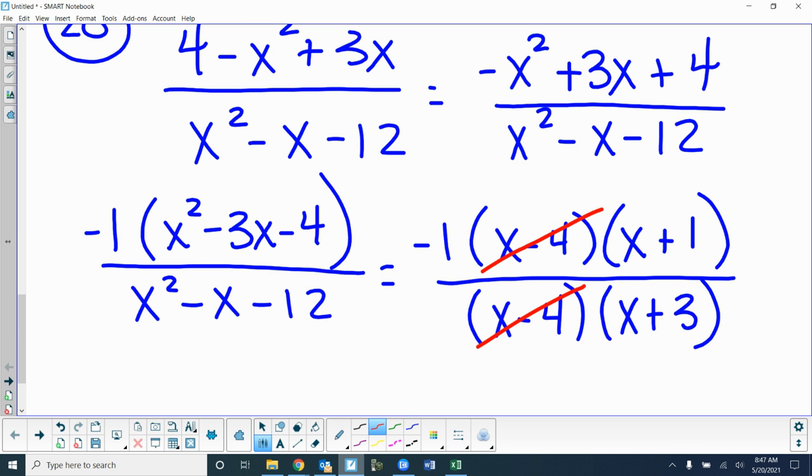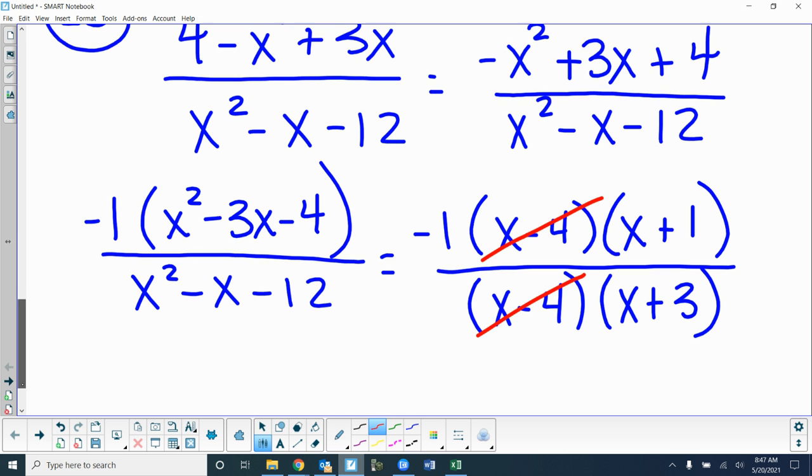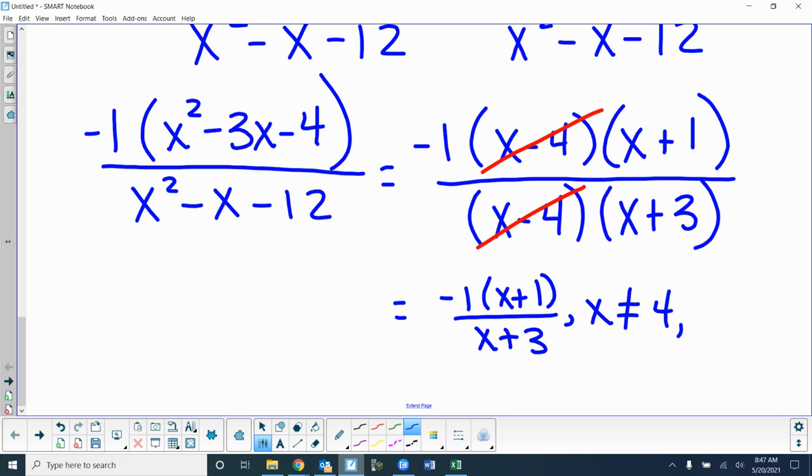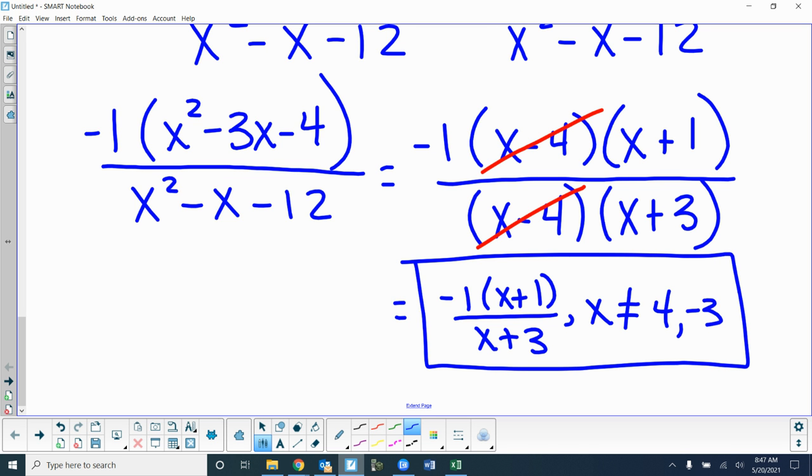This also asks for restrictions, any values that make it undefined, all right? So it's -1, x plus 1 over x plus 3. And then what's x not allowed to be? 4 and -3. You look at both of them before you cancel, before you simplify, because that was our original denominator, right? So we need both 4 and -3 for our restrictions. Questions? Okay.